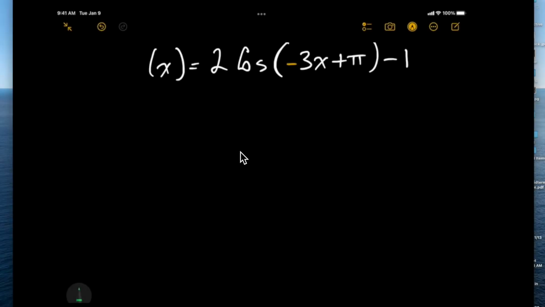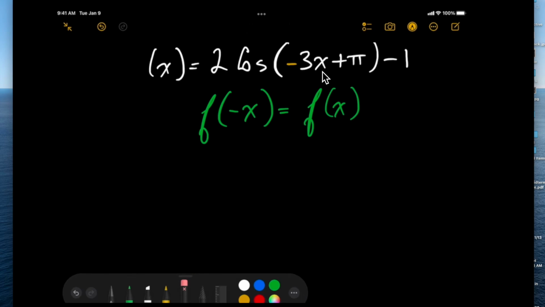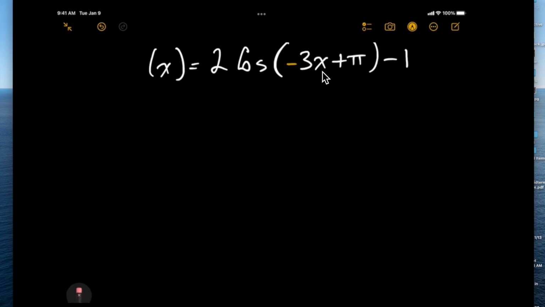Let's now take a look at this transformation, which has the negative sign within the function. Recall that cosine is an even function and that it is symmetric about the y-axis. And when we have an even function, f of negative x equals f of x. Therefore, we anticipate that the negative within the function is going to have no effect, and this transformed function is also going to start at the maximum point, as if it were the normal parent function.